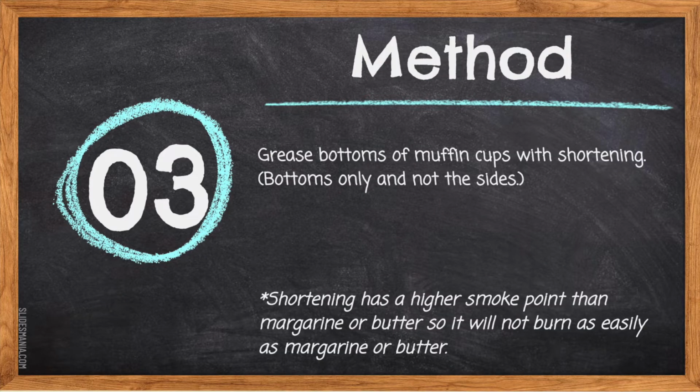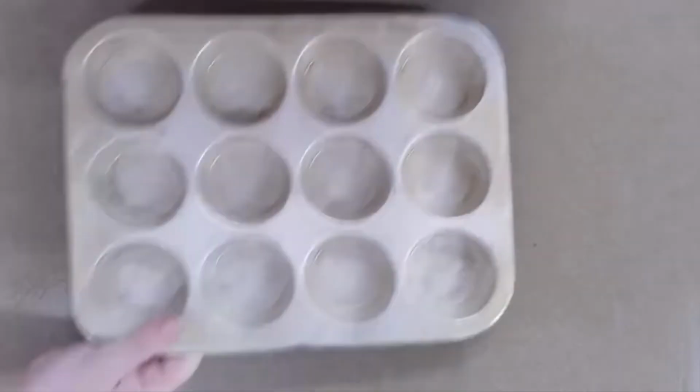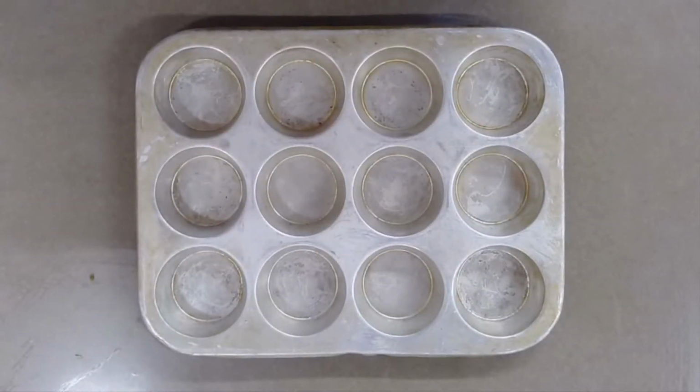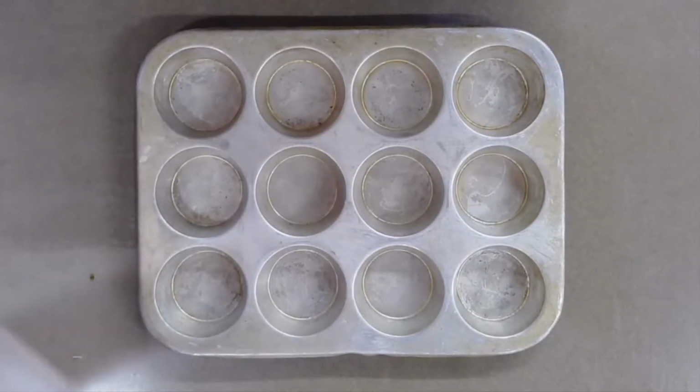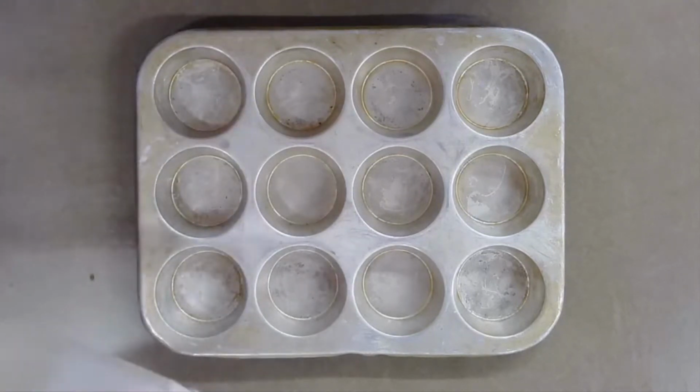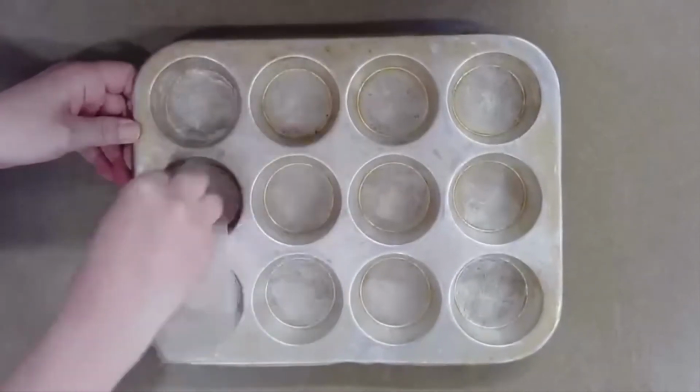Step 3. Grease bottoms of muffin cups with shortening. Bottoms only and not the sides. Shortening has a higher smoke point than margarine or butter, so it will not burn as easily as margarine or butter. Using a folded piece of wax paper, dip into the shortening bucket and grease the bottoms of the muffin tin. Make sure you leave the sides bare.